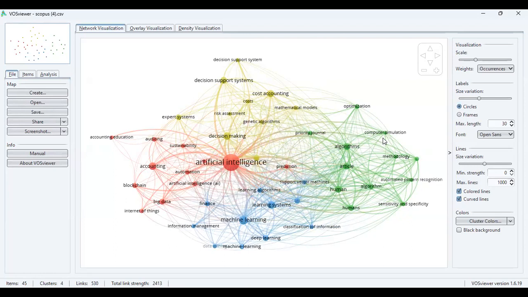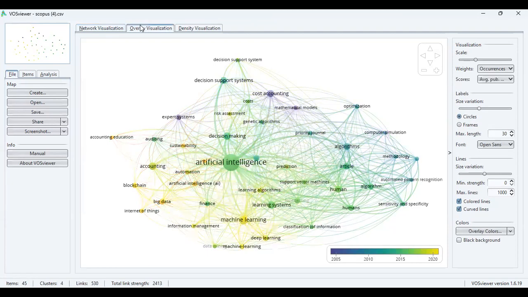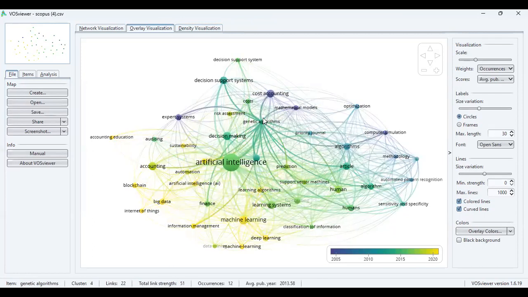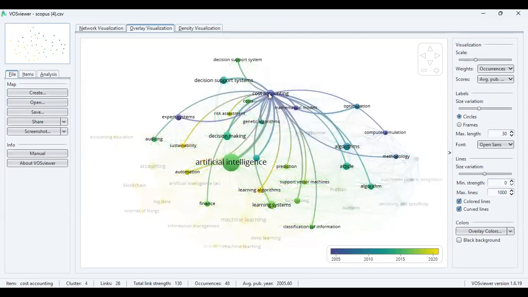And you go deeper, try to find out what they are discussing and what their findings are. When you are finding out their findings, it means you are developing your paper in a very systematic way. So let's look at this one. This one is artificial intelligence. What about this one?